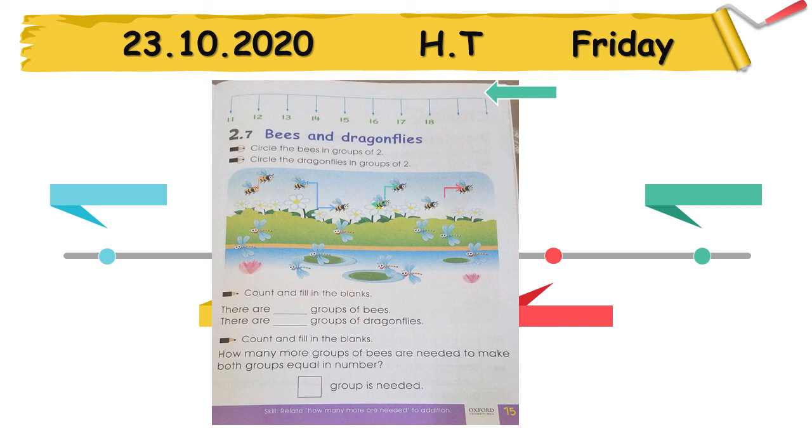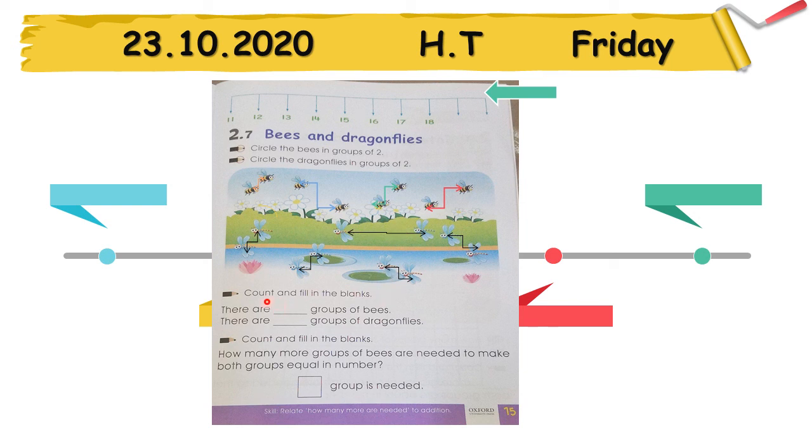One, 2, 3 and 4 groups of bees. Then number 2, circle the dragonflies in groups of 2. Again you are going to circle dragonflies in groups of 2. Start circling. 1, 2, 3, 4 and 5. Here are 5 groups. You need to circle them together.